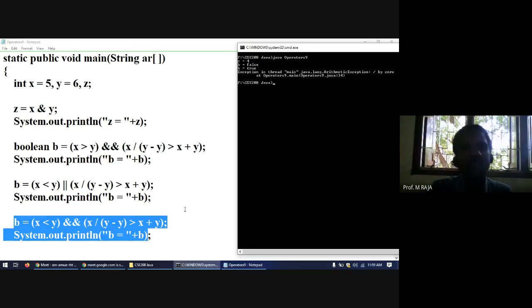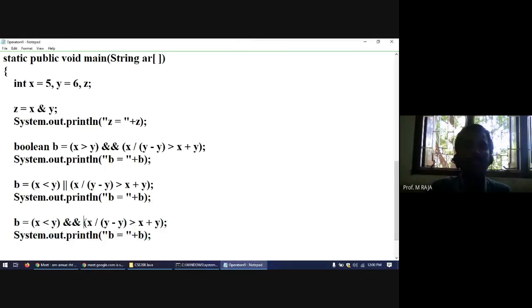So when evaluating the right hand operand, carefully look into this arithmetic: x divided by y minus y. This results in a runtime error, not a compile time error. So you can see the message during the runtime: Exception entered java.lang.ArithmeticException. Arithmetic exception is the error name for the divide by zero operation. So the last line here, b is equal to, results in a runtime error.